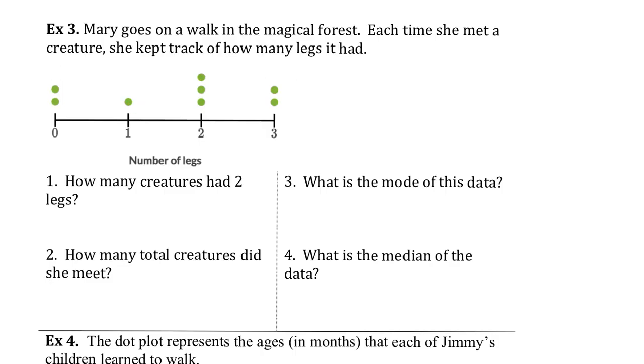Sometimes instead of dots, they put X's just based on what's easier to read. Okay, let's answer the questions. So how many creatures had 2 legs? At 2 legs, there were 1, 2, 3 dots. So there were 3 creatures that had 2 legs.